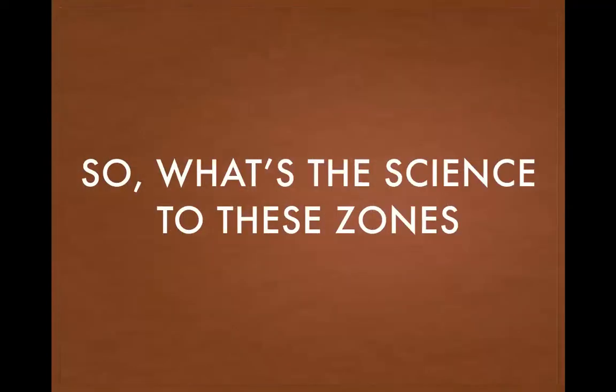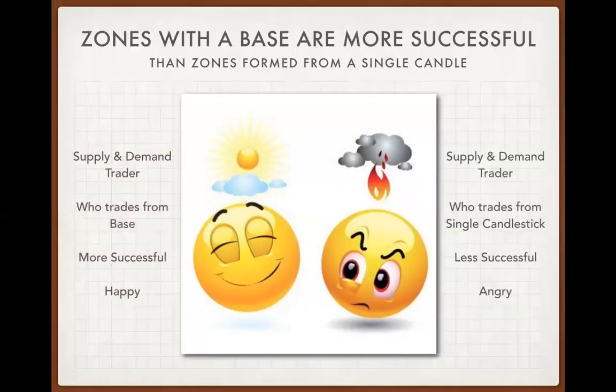Now, so what's the science to these zones? Is there such a thing as a stronger demand or supply zone compared to another one? So here's the deal. Zones with a base are more successful than zones formed from a single candle. Simply put, if you trade supply and demand from a base, you're going to be more successful and more happy than the trader who trades from a single candlestick, because they're going to be less successful and they're going to be actually angry. And here's the reason why.